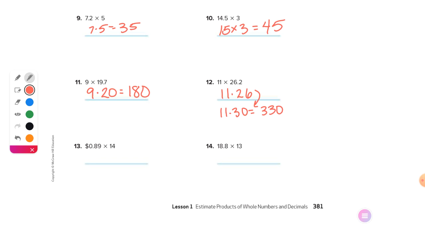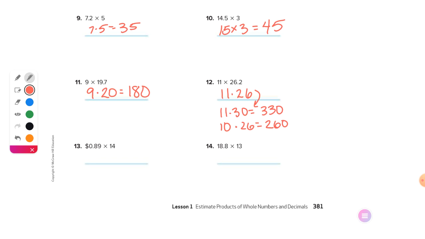Did anybody do that one different? Bryson, what did you do? I changed the 11 to a 10 to get 260. Okay, so you changed the 11 to a 10, the 26.2 to a 26, and got 260. Does his way work? Okay, Parker? I just did it 11 times 26. That's 286. Okay, did you have to do that out to the side? And if you have to think about it, like, okay, 26 times 10 is 260, 26 times 1 is 26, 260 plus 26 is this.